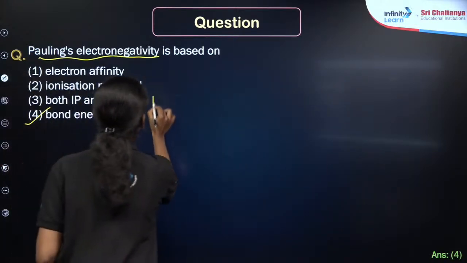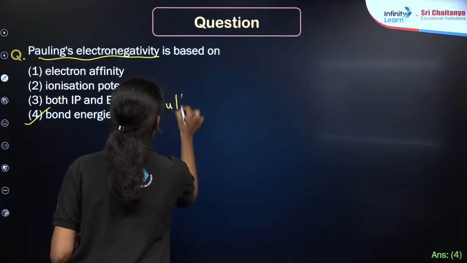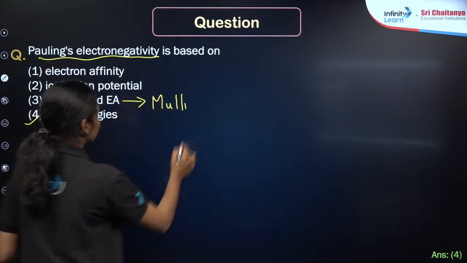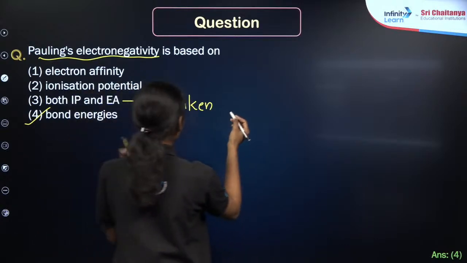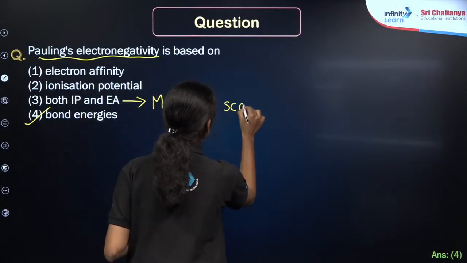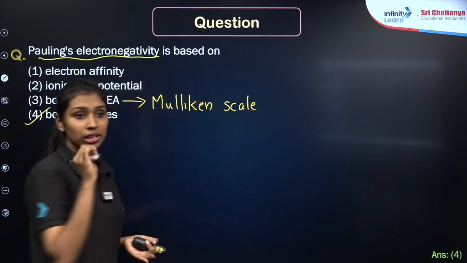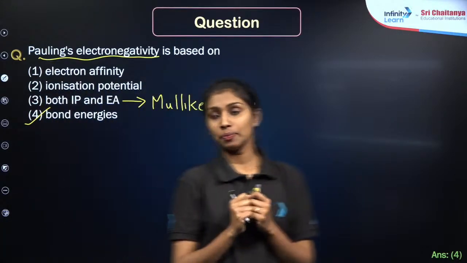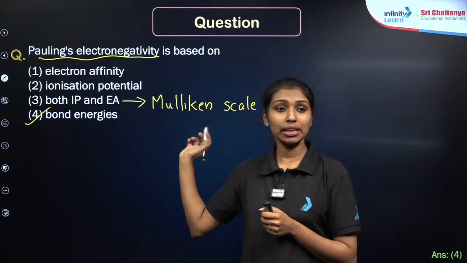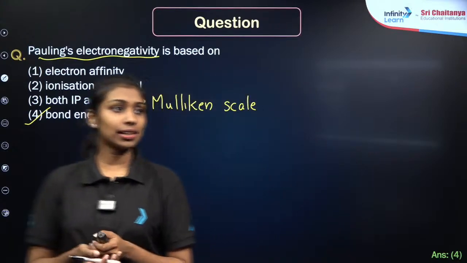This is related to the Mulliken scale of electronegativity. We will be discussing the Pauling scale of electronegativity, right? There will be a particular equation to find the electronegativity difference. According to this equation, we will be dealing with the bond energies, right? Clear? Option D, option 4 will be the correct answer here. Is it clear now?